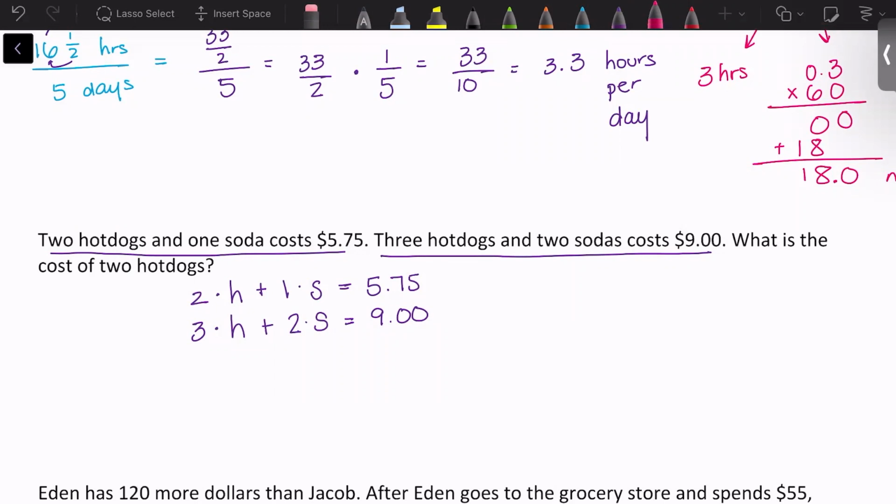All right, so if we do elimination, the first thing you need to do is decide which variable you want to eliminate. Do you want to eliminate H or S? It doesn't matter which one. You just have to pick one.